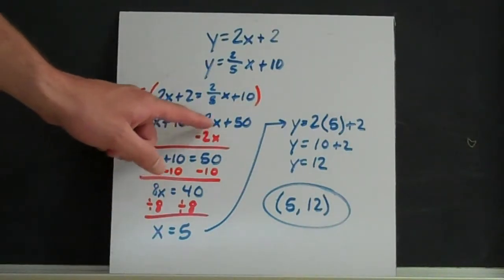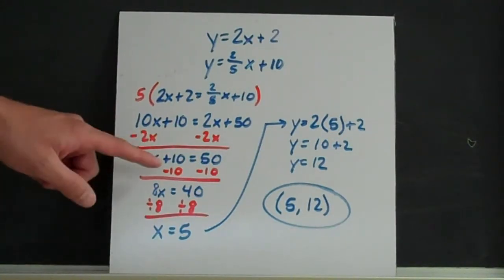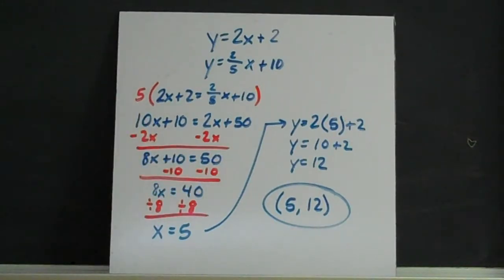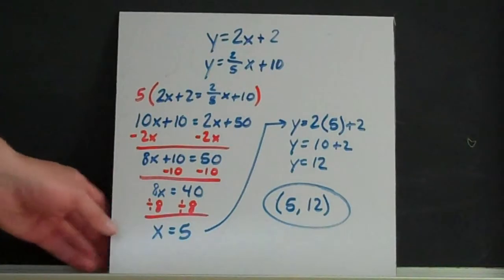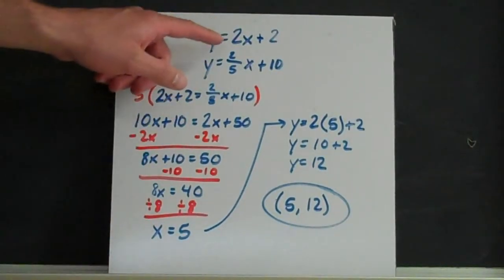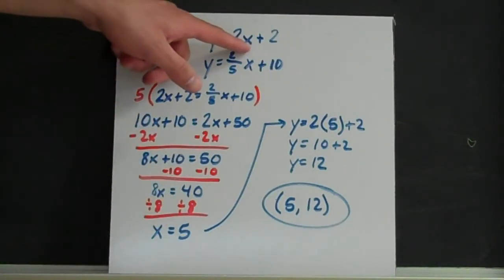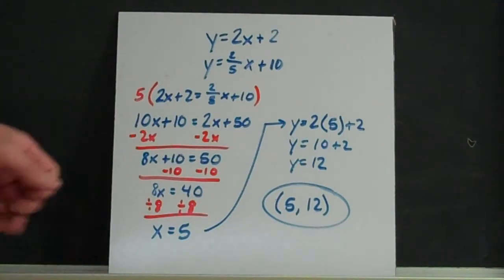To get our x's on one side, we subtract 2x from each side. 10x minus 2x is 8x. Subtract 10 from each side. 50 minus 10 is 40. So 8x equals 40, divide both sides by 8, and x equals 5. Take that 5, plug it back into one of the original equations. I used the top one. y equals 2 times 5 plus 2. 2 times 5 is 10, 10 plus 2 is 12. So y equals 12, and our point of intersection is (5, 12).